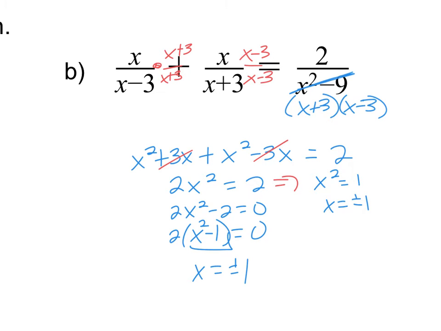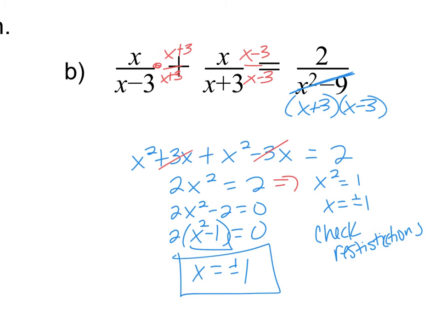Okay, so let's check for restrictions. Is this a restriction? You know I'm trying to spell restrictions, and you know I can't spell. Okay, so it looks like my only restrictions are positive and negative 3, and since that's not our answer, it would not give us any grief, so we would be okay with those.